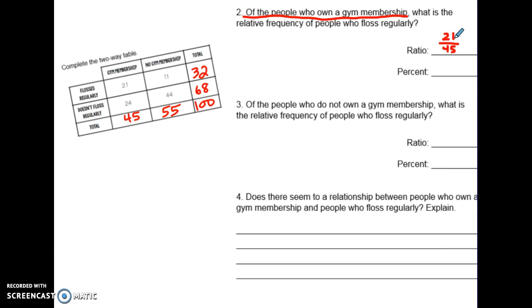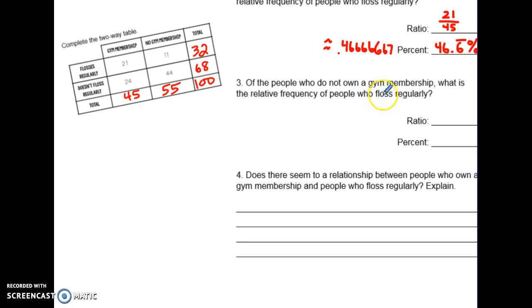And because this one is not out of 100, we are going to have to divide it out. So on your calculator, you're typing in 21 divided by 45. That gives you approximately 0.4666, and this goes all the way across your screen until finally there's a 7. Remember, it just rounds up because it ran out of room. So again, converting this to a percent, it's going to become 46.6 repeating percent. So not quite half of the people who own a gym membership say they floss regularly.